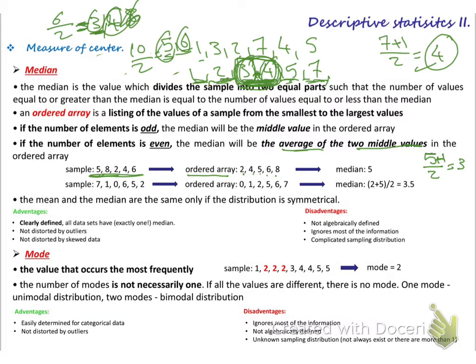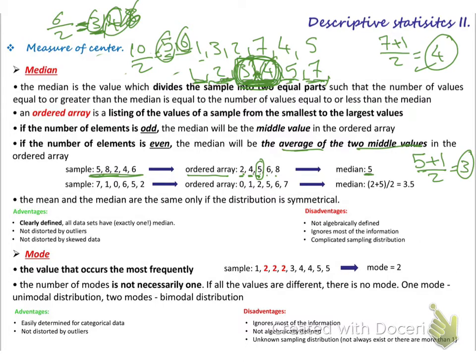Because for 5, being an odd number, I cannot say 5 divided by 2, I get a fraction. So I have to add 1 before dividing: 5 plus 1, divided by 2, so I get a whole number, 3. So this will be term number 3. First term, second term, third term. So this is the third term. My median will be 5, okay?